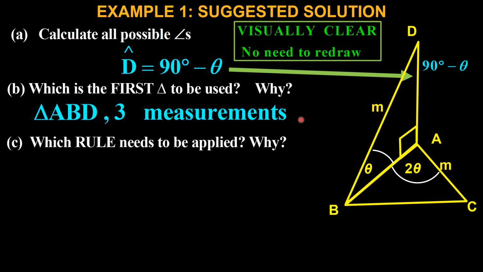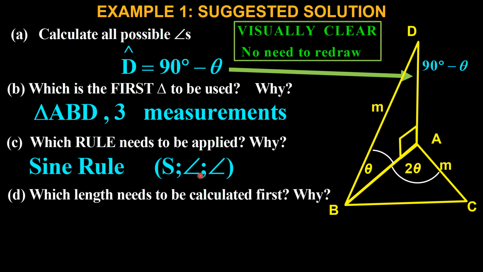Now, which rule to apply? I know we have a right angle triangle, so we can use our trigonometrical ratios. But I would advise here that you just look at the information. I've got an angle and an angle, so I have more than 1 angle. As soon as we have more than 1 angle, we can always apply the sine rule. So I would suggest applying the sine rule instead of applying your other trigonometrical ratios. Sine rule, and the reason is because I have a side with 2 angles.